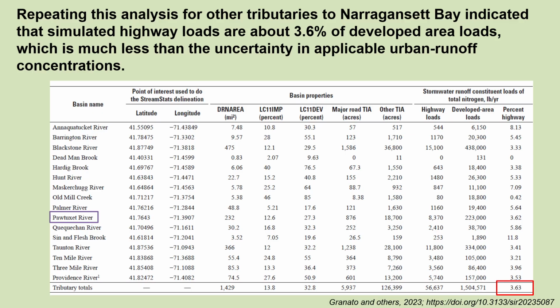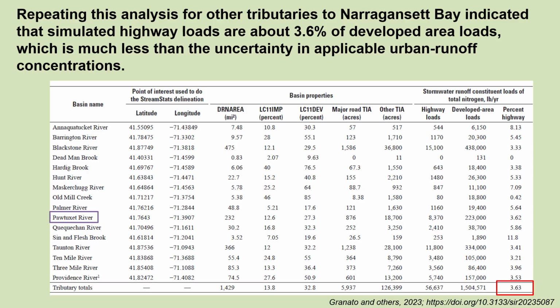So the purple box is indicating the Pawtuxet River, which is what this example specifically showed. And all of these basins in this case are tributaries to the Narragansett Bay in Rhode Island. And so overall, the percent of the highway runoff constituent load for total nitrogen was about 3.6% overall for all of these tributary totals.